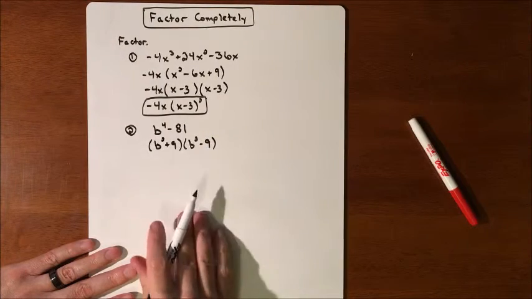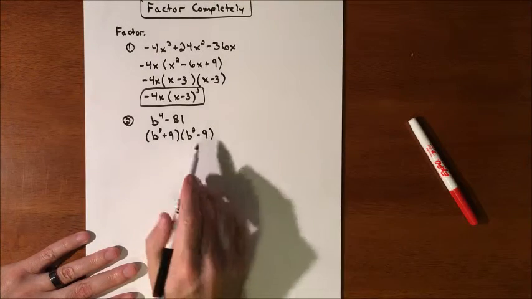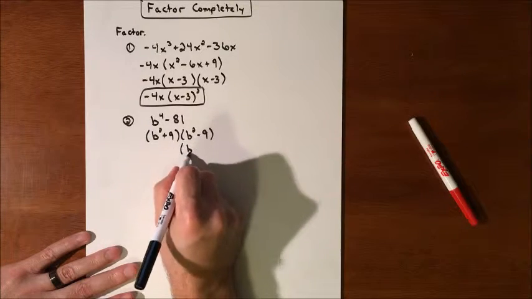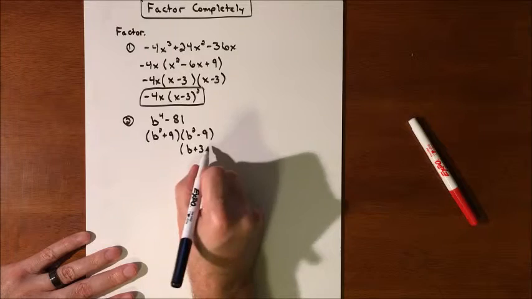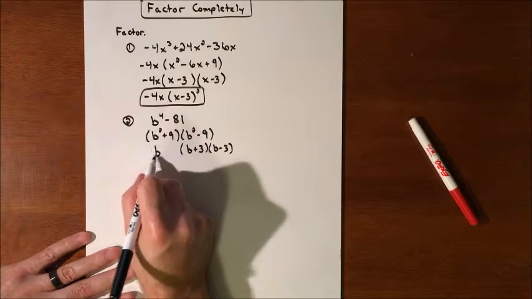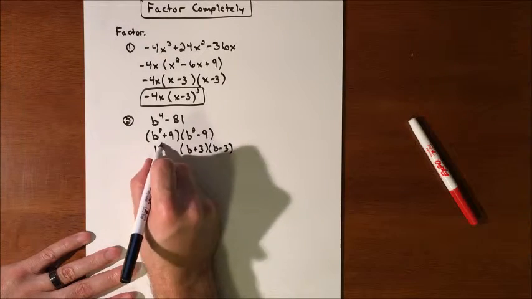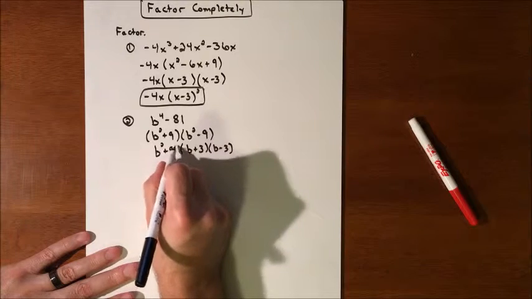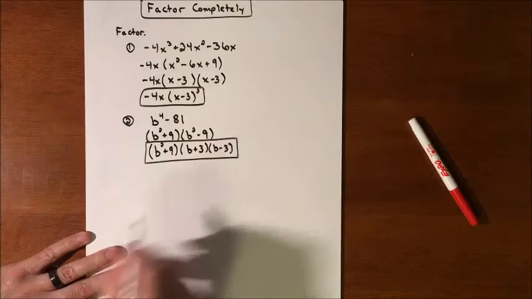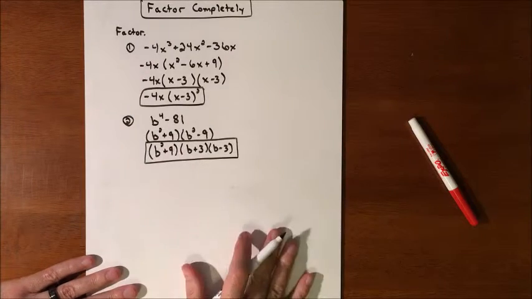And just because I break it apart one time doesn't mean that it's done. I still want to look to see if I have a difference of squares. And on this one I have a difference of perfect squares, so this can factor further: b plus 3, b minus 3. And this one, there is no sum of perfect squares, so that is not factorable. So I will just bring it down and make it part of the solution. All right, so those are the factors that we break b to the fourth minus 81 up into.